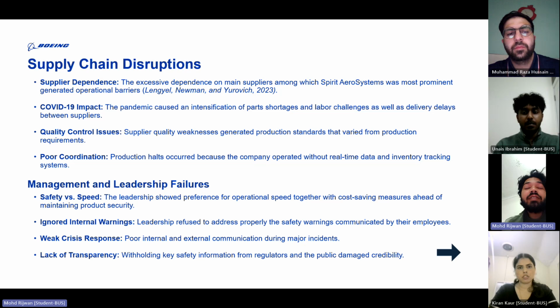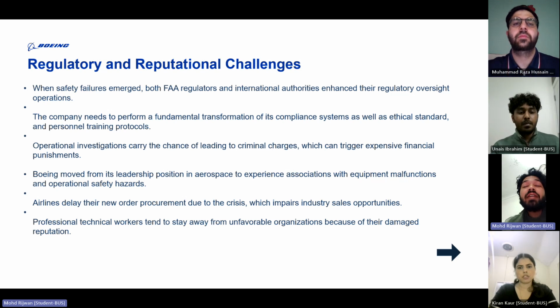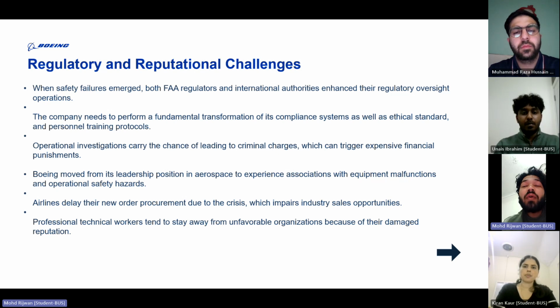And my next slide is regulatory and reputational challenges. In this slide, Boeing is now under intense regulatory scrutiny from the FAA and global aviation bodies due to previous lapses in safety protocols. As a result, the company must enhance its internal compliance systems, ethical practices, and training programs to meet the new standards. These changes are not just procedural, they are essential to avoid further legal consequences, including ongoing criminal investigations.